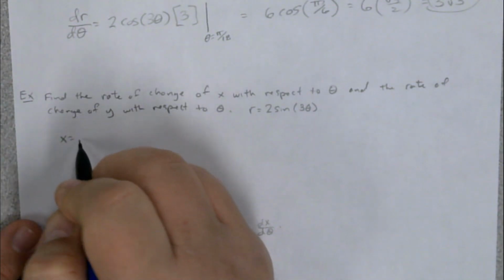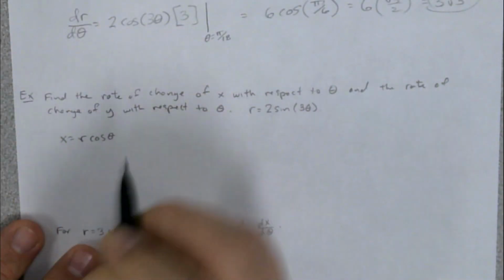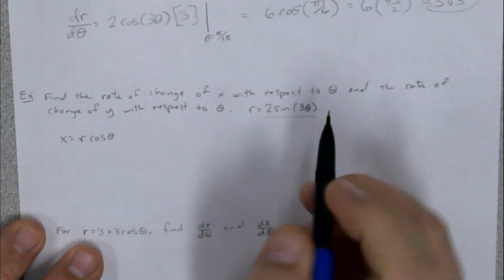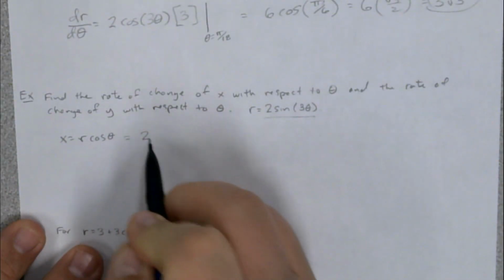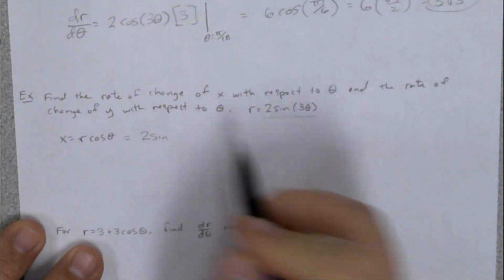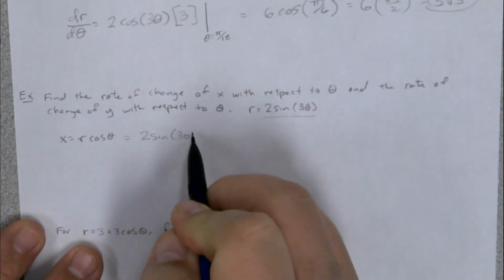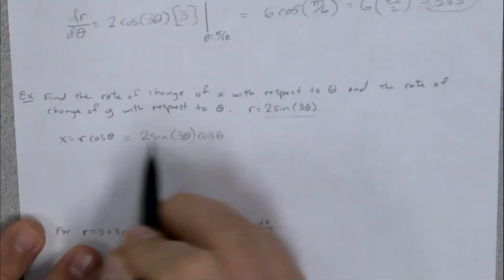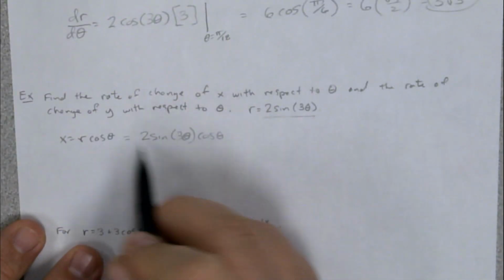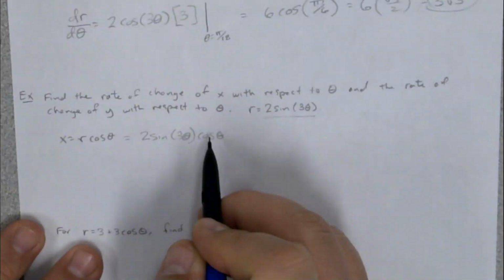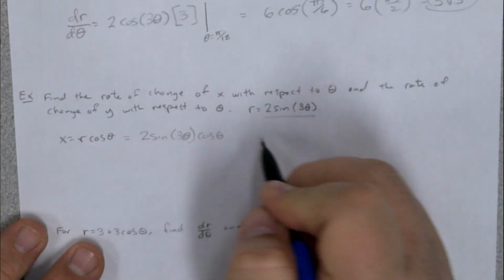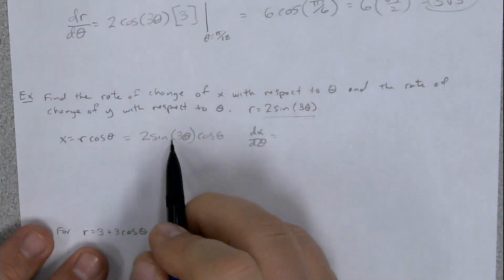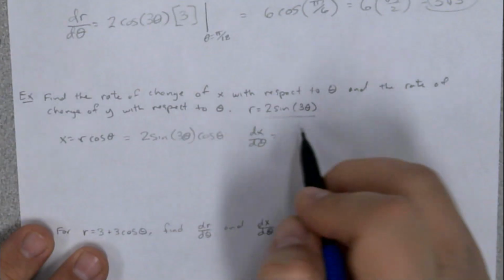x is r times the cosine of theta. r is this right here. So you need to substitute that times the cosine of theta. See? Substitute the r in there. And now take the derivative of this. Okay? So then I now have dx d theta, and we take the derivative of this, we can see that we have a product rule here.